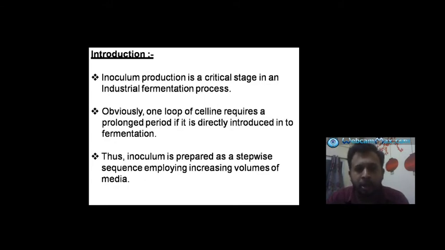Second, after the addition of a loop of cell line, a prolonged period of incubation is needed, and after incubation those microbes are introduced into the fermentation medium. That is, the cell line of a bacterial culture which is important will be grown in a nutrient media, and when its number increases it will be inoculated into the fermentation media. Next we will see stepwise how this inoculum is prepared and what the steps involved are.